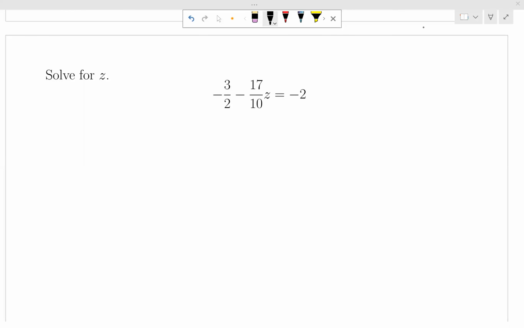Hey, so we're looking at this problem. It says solve for z. So in this equation right here, we have -3/2 minus 17/10 z equals -2.